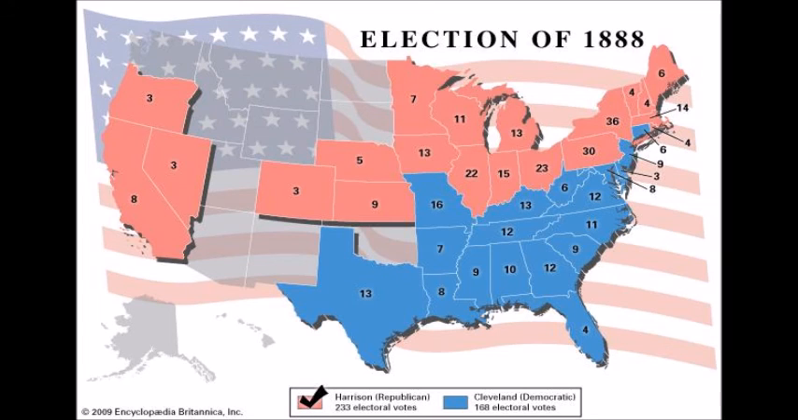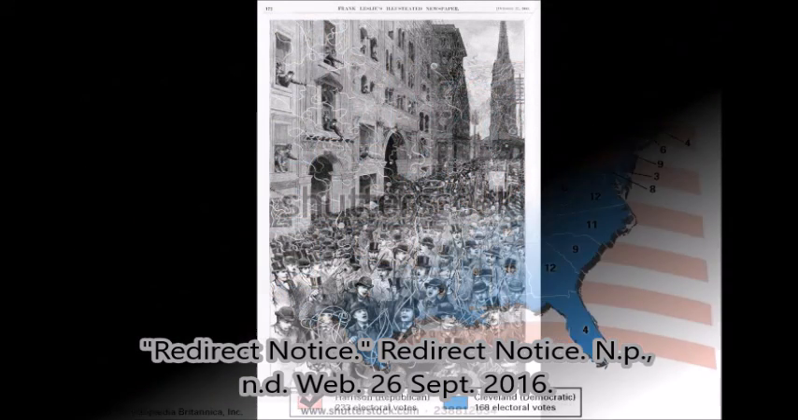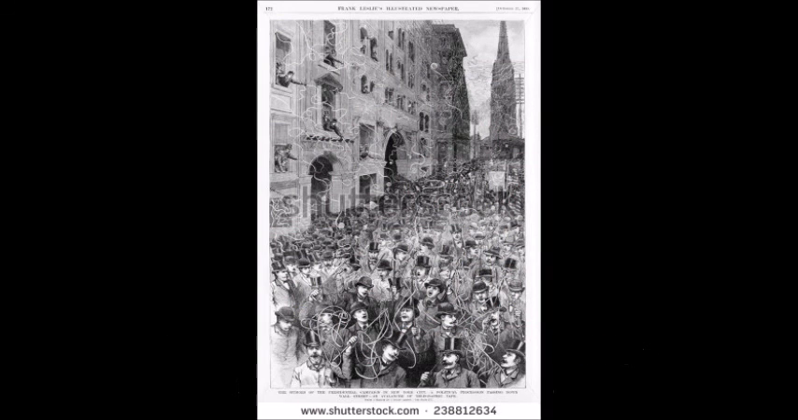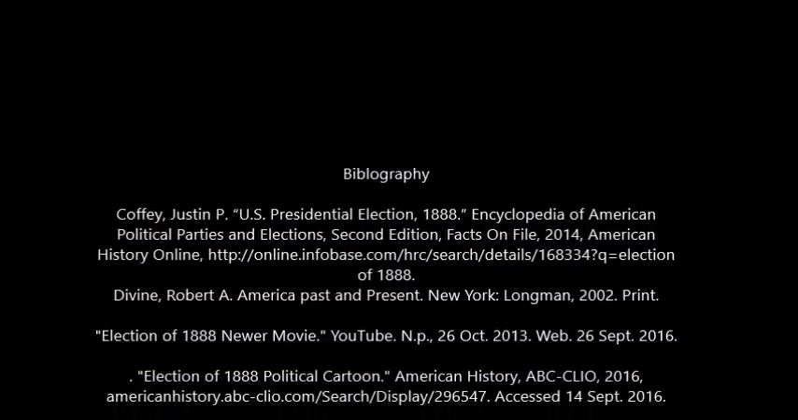The winner of the election was the one with the most electoral votes, so Harrison won. This was the second time in American history that a presidential candidate had won a majority of the electoral vote while losing the popular vote.